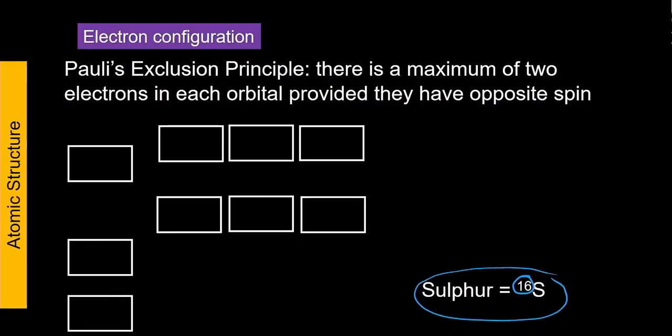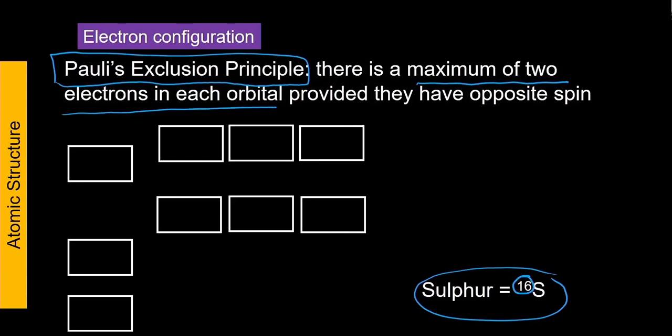We have this rule, which is Pauli's exclusion principle, and you need to know this one off by heart. It says that there is a maximum of 2 electrons in each orbital, provided they have opposite spin. So electrons can coexist, but they have to be spinning in opposite directions. In this format, this Aufbau diagram or energy level diagram, we use arrows to show the direction of the spinning of the electrons, and the arrow itself represents an electron. So let's have a look.